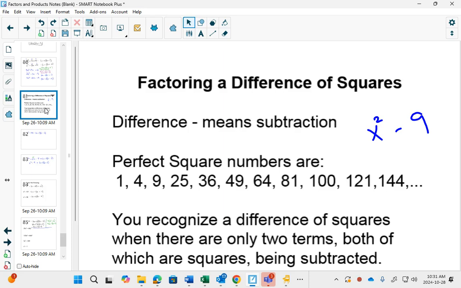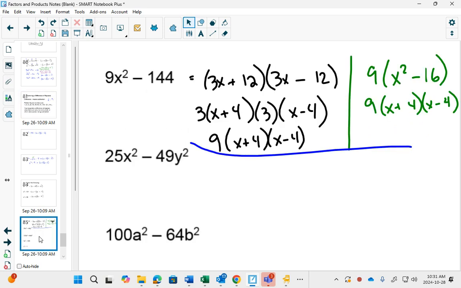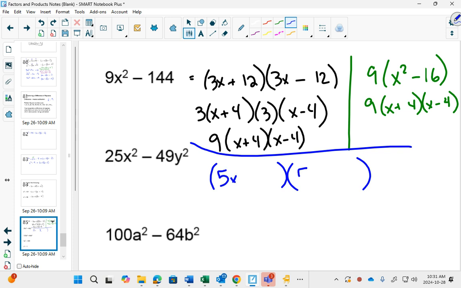Because when we get to these questions, you need to recognize right away, hey, 25, that's 5 times 5. 49, that's 7 times 7. I have a difference. Could this be a difference of squares? Well, it would be 5x and 5x to give me 25x squared, 7y and 7y to give me 49y squared. 1 plus, 1 minus. Do a double check. Do any of them have common factors? No, I'm done.